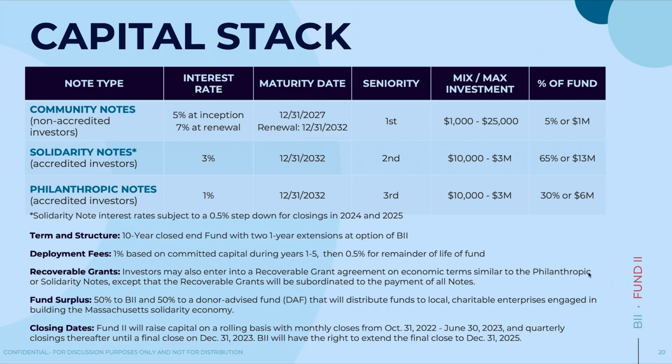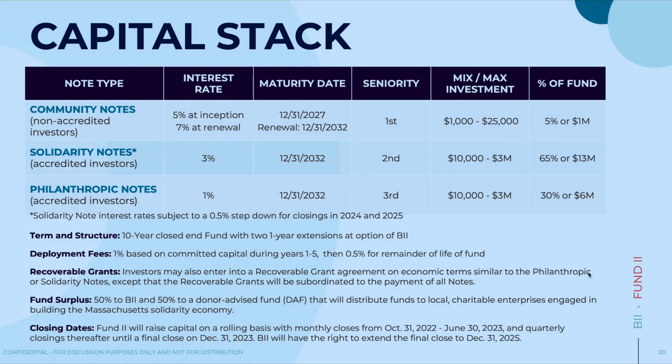They also have the lowest investment amount, so they can put in as little as $1,000 and up to $25,000. They are followed by the solidarity notes for accredited investors or wealthy investors. They have a 10-year 3% return. And there are anywhere from 10,000 up to 3 million. That 10,000 is pretty low for a fund like this. So we want to make this accessible. Some folks might be just barely accredited, and we want them to be able to get into the investment, into the fund.